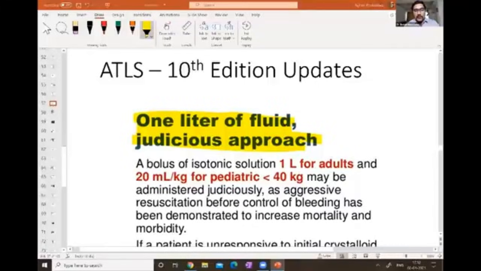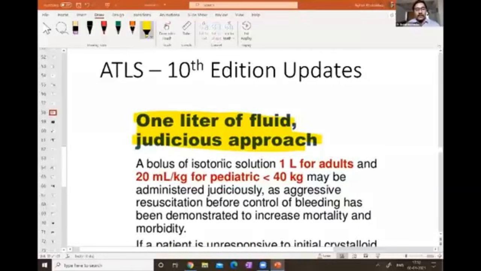Again, a question which has been asked in the exam is a log roll. Log roll is a technique done to examine the back of a trauma patient. And the question which has been asked, minimum 4 people are used to carry out an effective log roll.